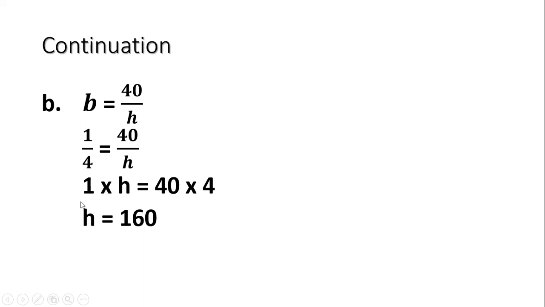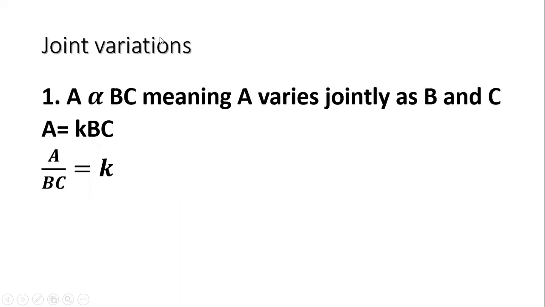So 1 times h is h, 40 times 4 is 160. The next one is joint variation. We have three forms in the joint variation: two inverse, two direct, and one inverse and one direct.